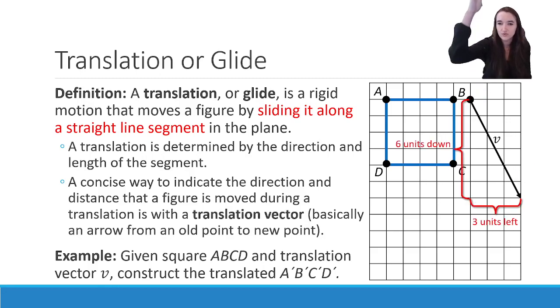Well, we could think of it as 6 units down, 3 units to the left. That's what's happening here. Even though it is going diagonally, it's going 6 units down and 3 units to the left. I should say it's 6 units down and 3 units to the right. Oops.